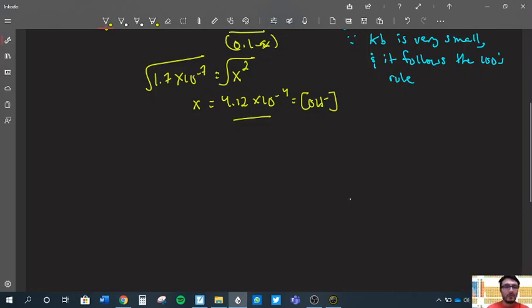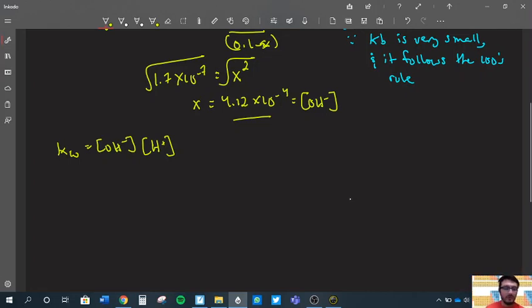Okay, we know that Kw is equal to, it's the self-ionization water constant, equal to the concentrations of hydroxide times hydrogen.